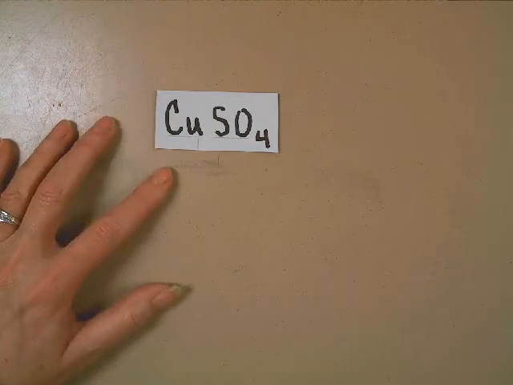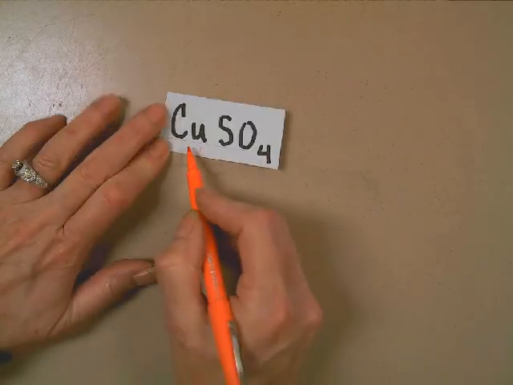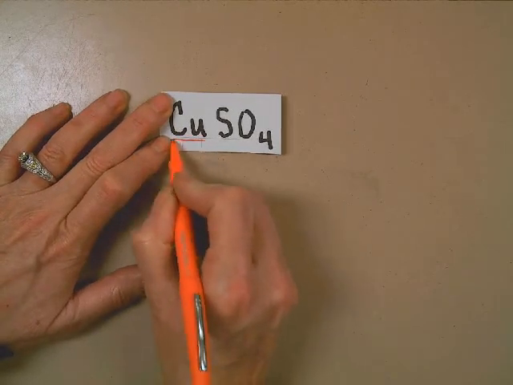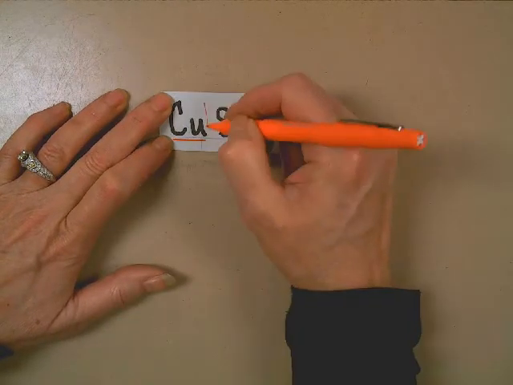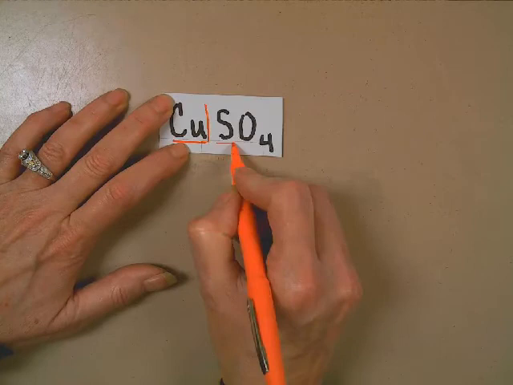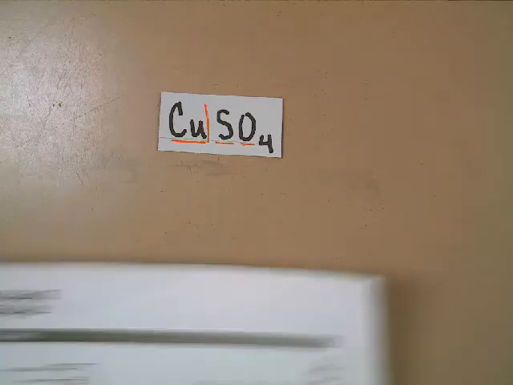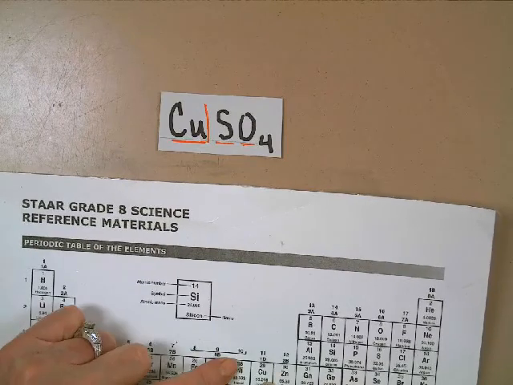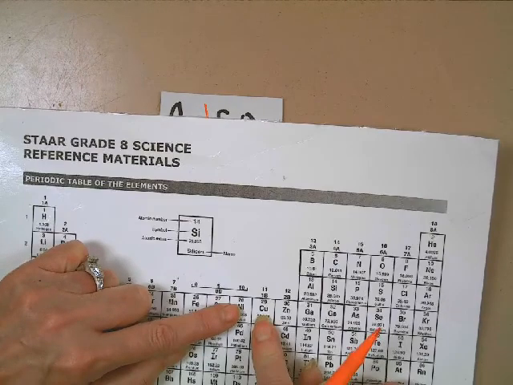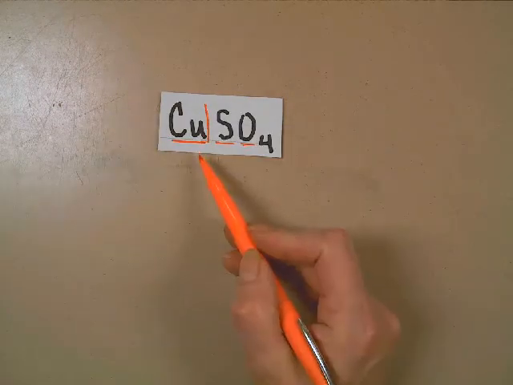CuSO4, copper sulfate. How many elements? Elements, periodic table of elements. Well, I see a C followed by a lowercase letter, Cu. That must be one element because every element starts with a capital letter. Then we have a capital letter and another capital letter. There are 3 elements in copper sulfate. And if we look here, I was right. The Cu on the periodic table is 1 element. It is copper.